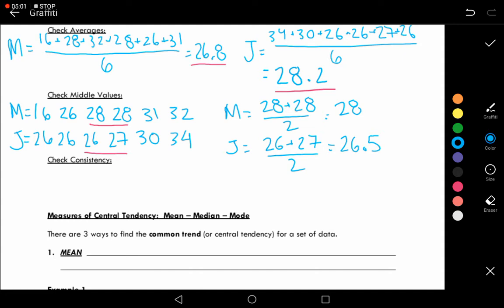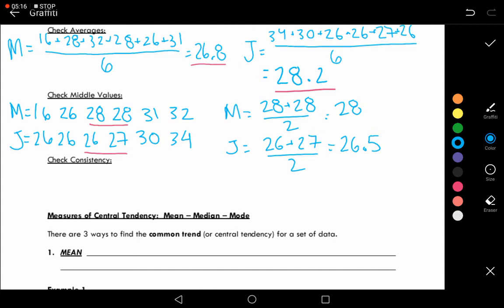The last thing we want to look at is consistency. What we're looking for is how consistent are they? Do they sell the same amount of cars every single month, or does it really depend on the month?